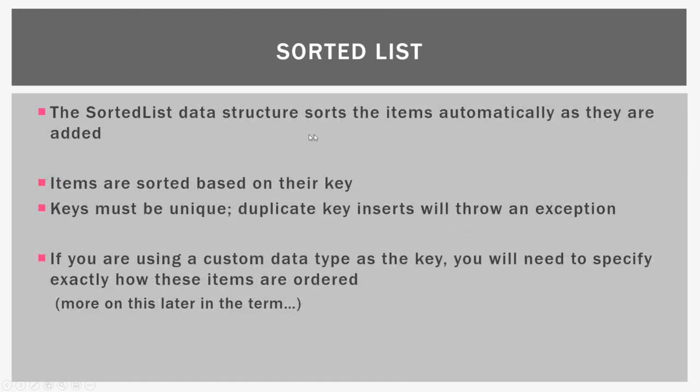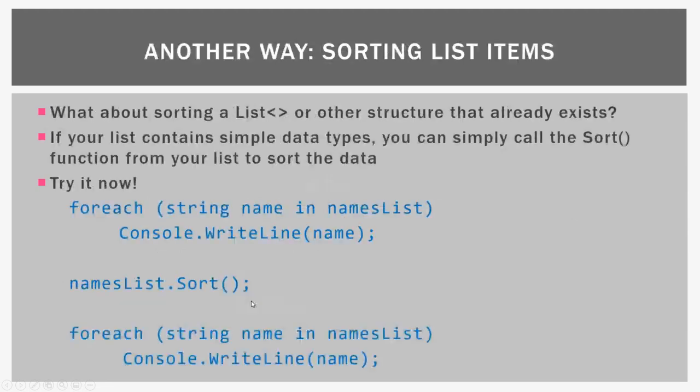If you do use a sorted list, the sort happens automatically as the add happens. Items are sorted by the key, and the keys must be unique. So if you have duplicate keys, it'll throw an exception. If you're using a custom data type as the key, you'll need to specify how they're going to be ordered. Now, we're not covering that today. It's coming up later in the term. So in this example, it is a simple sorted list.